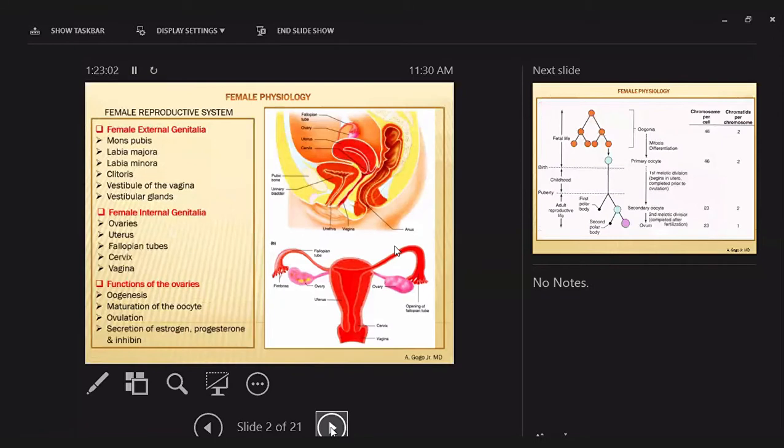The female reproductive system is composed of your female external genitalia and female internal genitalia. The external genitalia is composed of your mons pubis, your labia majora and minora, your clitoris, vestibule of the vagina, vestibular glands, okay?